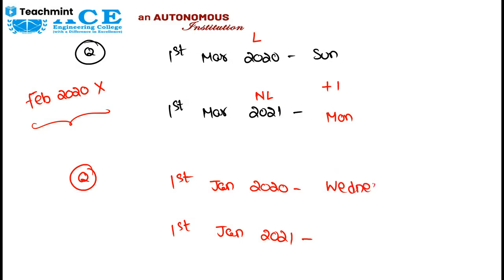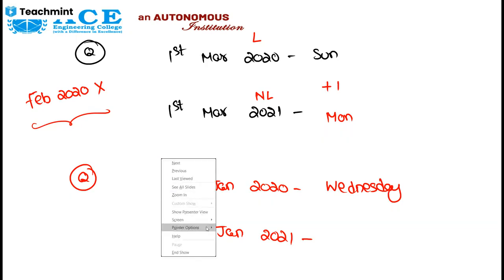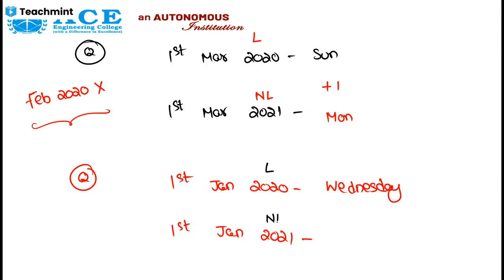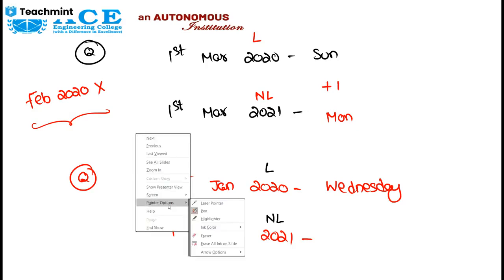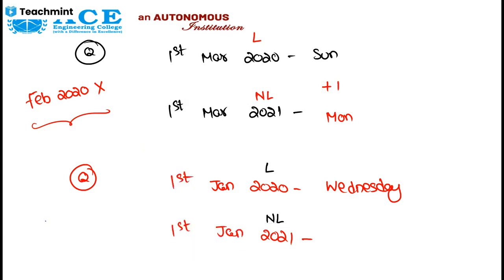Now 1st January 2021 is what? 1st January 2020 is Wednesday. Now here, this is a leap year. This is a non-leap year. Now how many odd days? That is 1 or 2. Again, we have to check which leap year that is, 2020. February 2020 available? Yes, available means do +2. It's a Friday. Clear? Excellent.